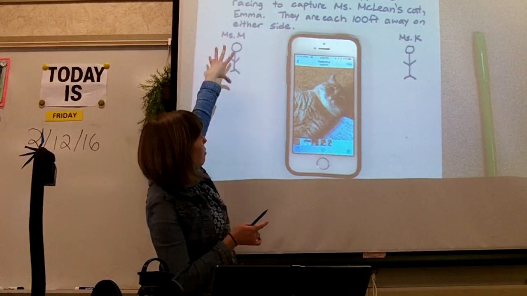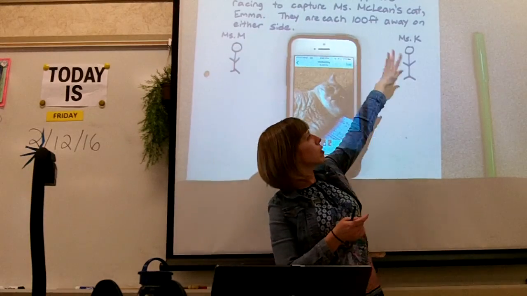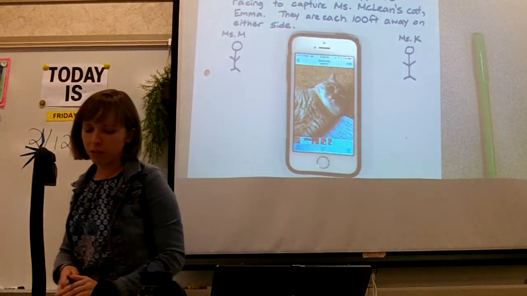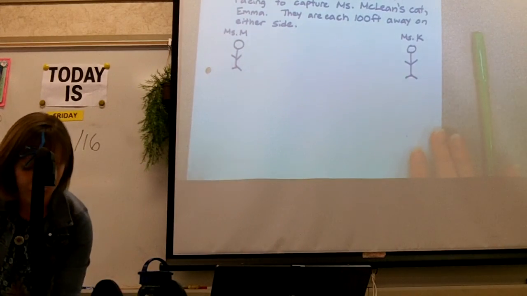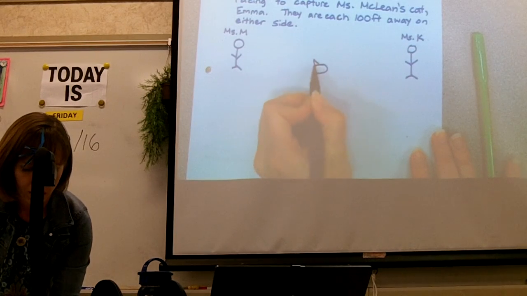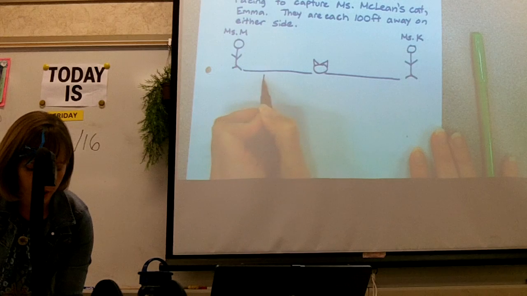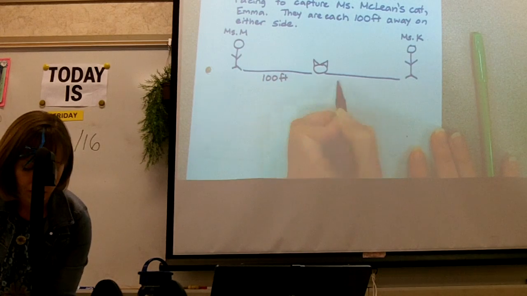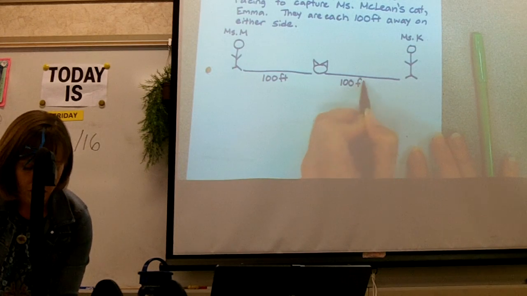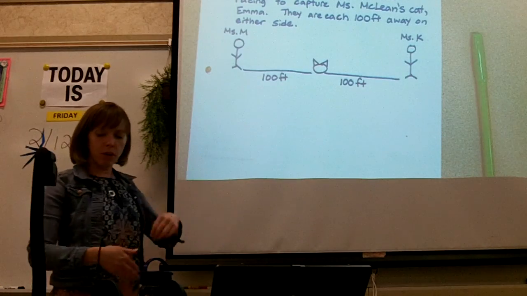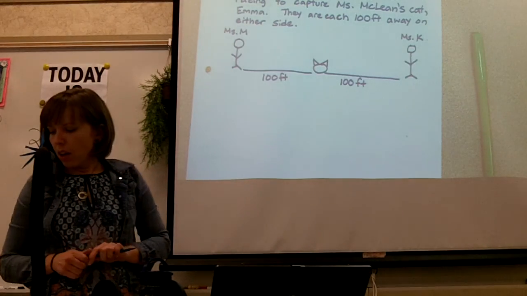So I kind of started my diagram. Here's me on the left and Miss Kruppel on the right, my cat in the middle. I'm going to go ahead and move my phone now and draw that on here. Let's go ahead and label those distances. So 100 feet is how far each teacher is from my cat, Emma.